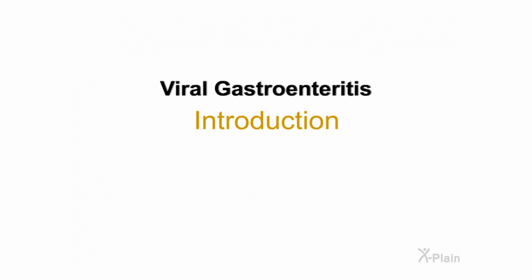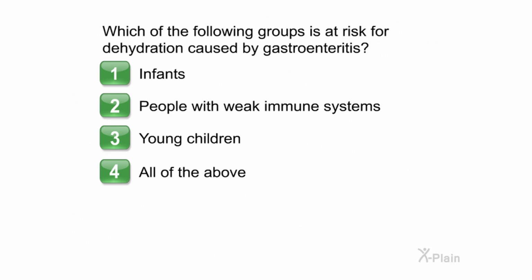Viral gastroenteritis. Introduction. Which of the following groups is at risk for dehydration caused by gastroenteritis? Choose one of the following options. 1. Infants. 2. People with weak immune systems. 3. Young children. 4. All of the above.